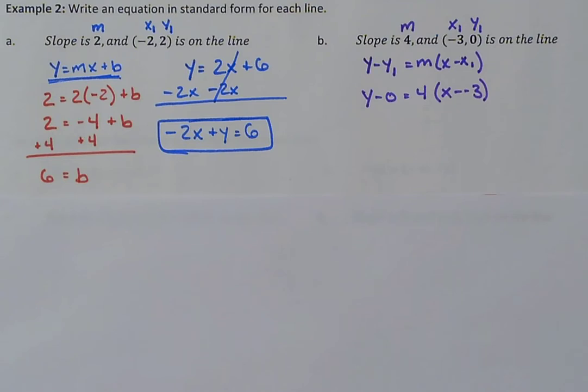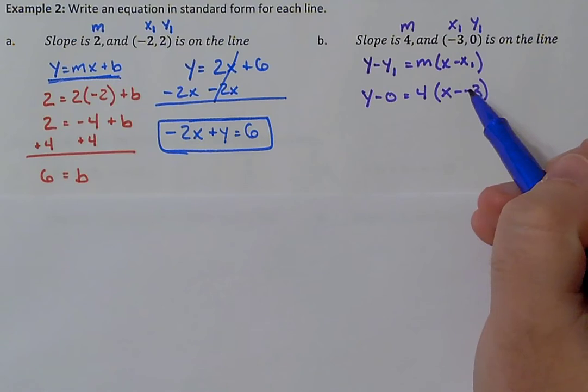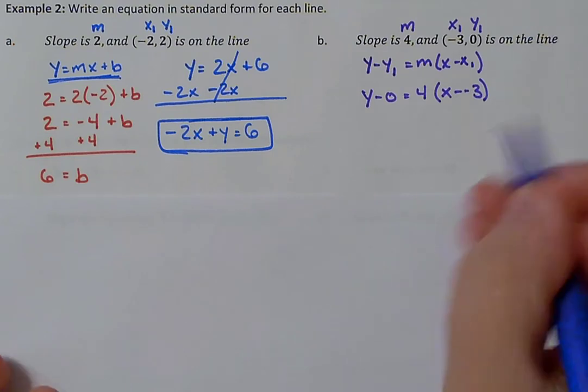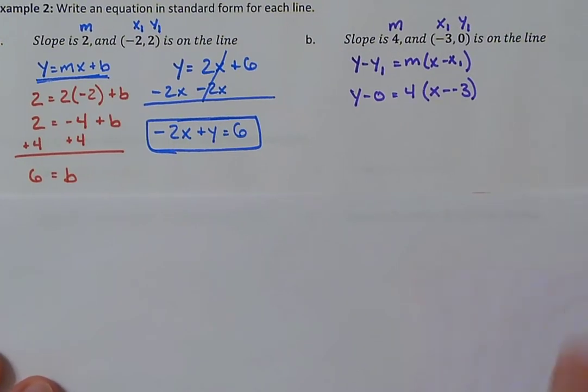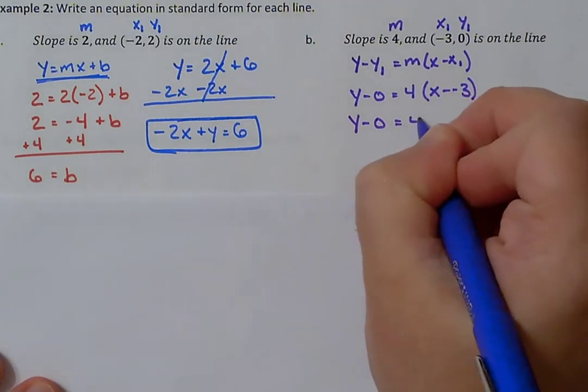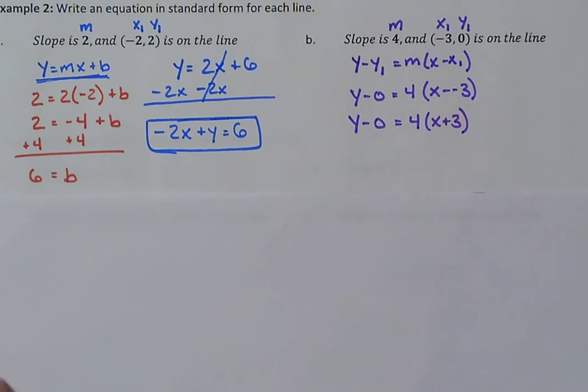All right, so now that I have everything plugged in, at this point, we then just have to go through, distribute the 4, add the 0, and keep moving it around. So this is my answer in point slope. And if I simplify it a step further here for this problem, it's y minus 0 equals 4 times x plus 3. So that is my equation in point slope.